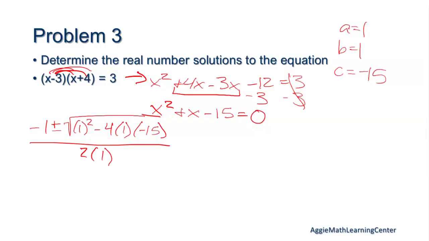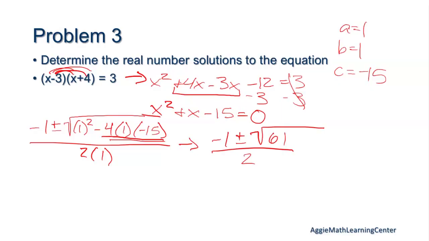Okay, so let's simplify this. We've got -1 plus or minus the square root. Who has 4 times 15? I do. 60. Okay, so we have 60, and then we're adding 1 to it, so we have square root of 61. Is that what you guys got? Yeah. Okay, all over 2. Perfect.